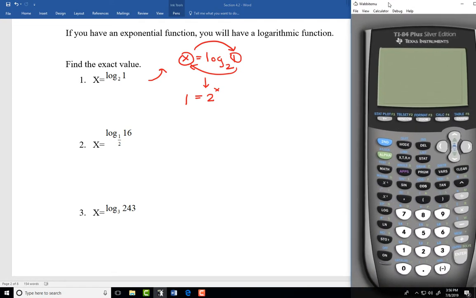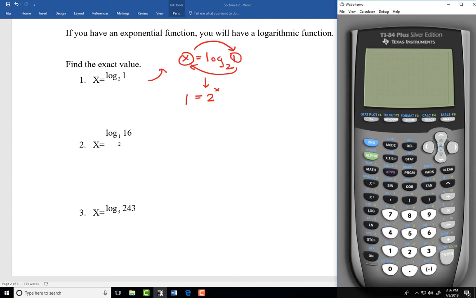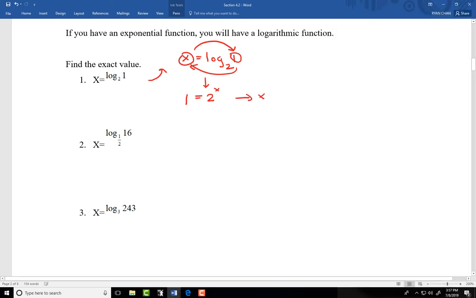And then how do we do this? Later on, there'll be other techniques that will be easier to solve. But for now, you can kind of guess. You're like, what 2 to what power gives me 1? And you should realize it's 0. If I put it in my calculator, 2 to 0 does give me 1. So x equals 0, and that's my answer here. Okay, let's look at another example.